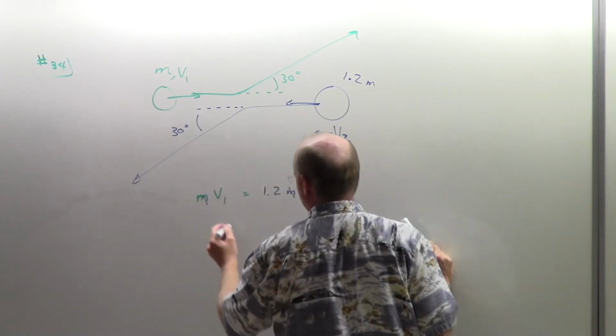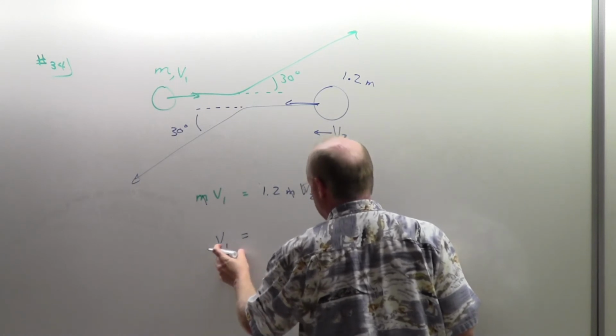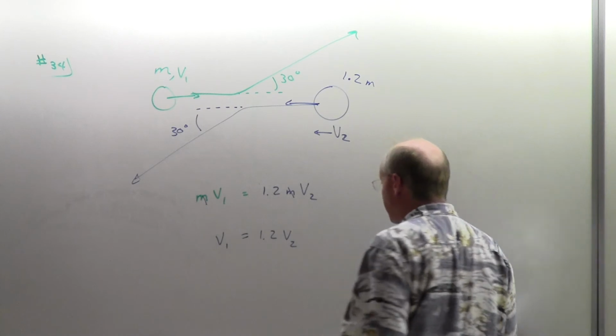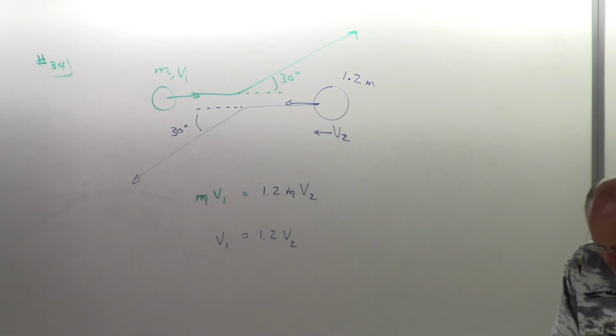Crossing off the M's, V1, which is the green one, must be a little bit bigger than the blue one by 20%. That's how they end up with the same momentum. So one has more mass by 20%, the other one has more speed by 20%. And so that's kind of what that first statement is saying. All right, fair enough. So the momentum is equal in magnitude in opposite directions.